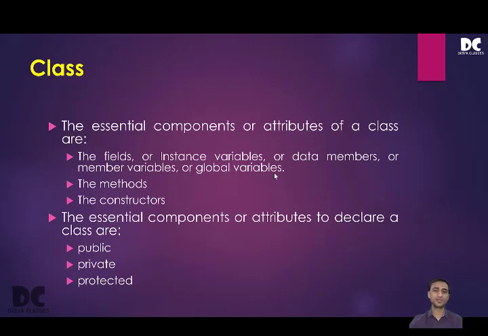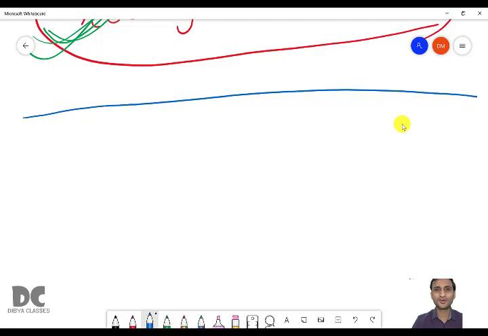Then another question may come in your board exam, that is, what are the essential components or attributes to declare a class? So there is a difference. To declare a class means to create a class. So to create a class, the access specifier is the essential component, and the access specifiers are of three types, that is public, private, protected. So public, private, protected are the essential components or attributes to declare a class. So you have to remember this part for your theory. Okay, clear? Next.